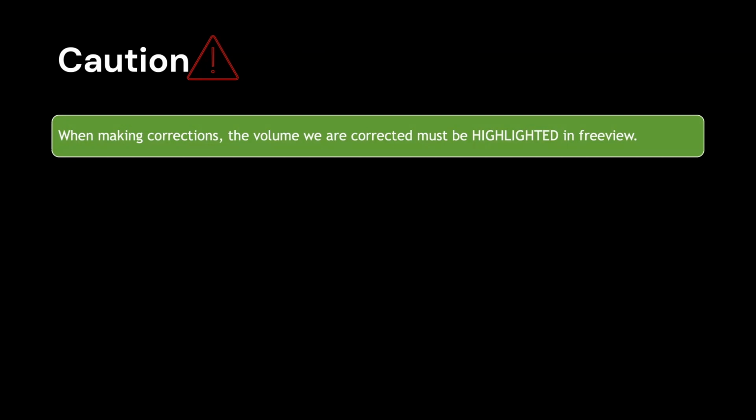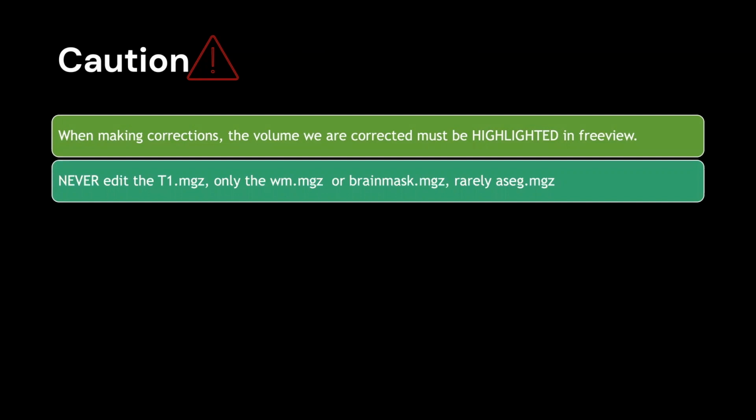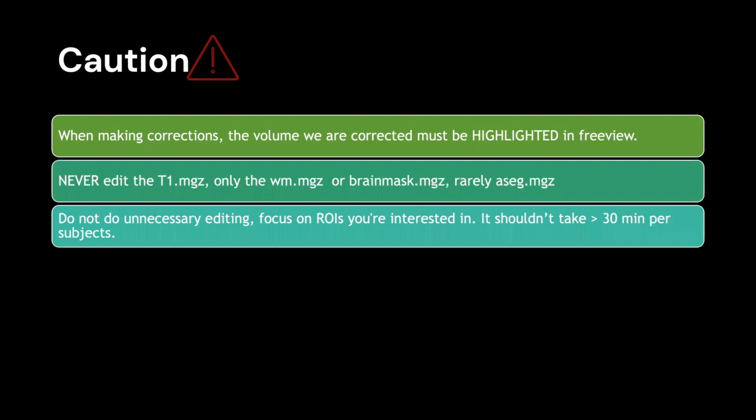Second, never edit the T1, only edit the white matter or the brain mask. And sometimes, very rarely, you'll need to edit the ASEC, but the main ones are the white matter and the brain mask. Third, do not do unnecessary editing. Just focus on the ROIs that you're interested in. And it shouldn't take you more than 30 minutes per subject.